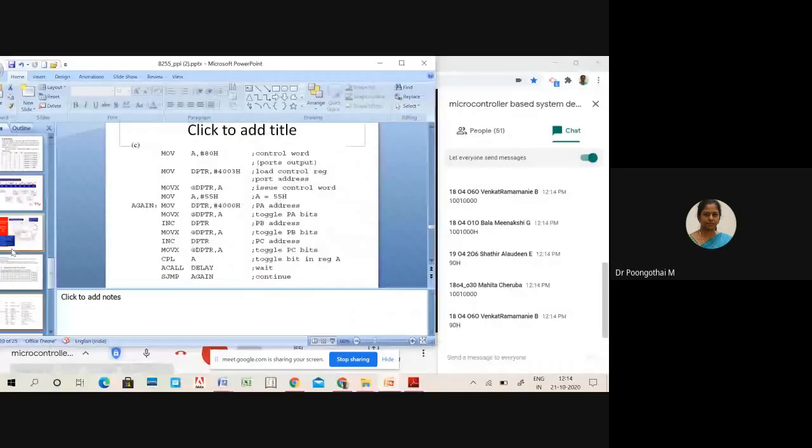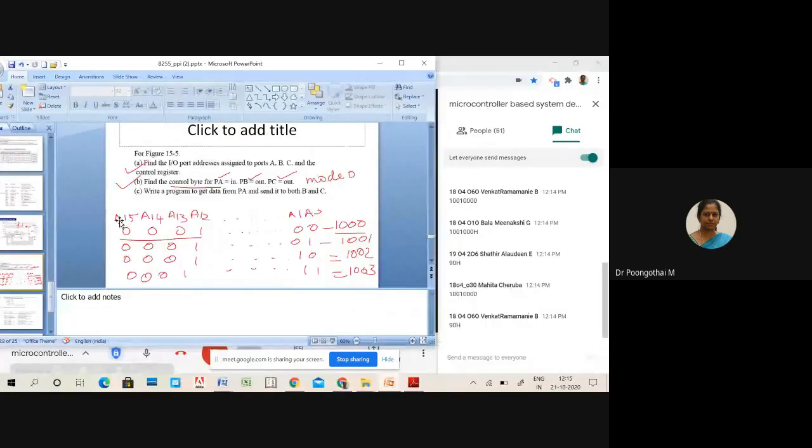So what is the next question? Write a program to get the data from port A and send it to both port B and port C. First define your control register address, move the value 90 to the control register, then get the data from port A and transfer the data into port B and port C. Please do it.